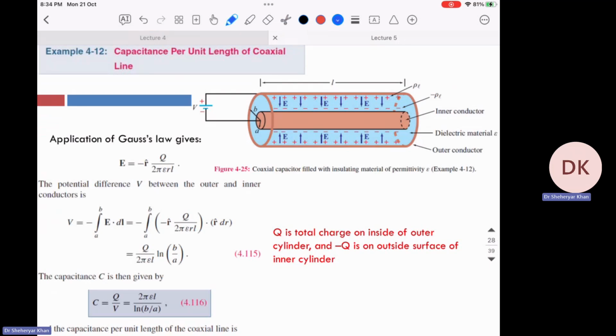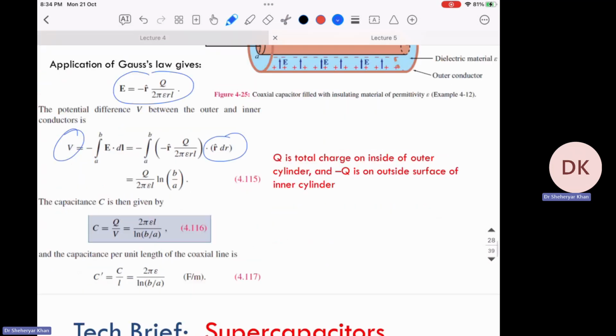We can use a similar Gauss's law approach. Now you see this is a cylindrical shape, therefore we have r dr here. We can use E from the main Gauss's law and V from the chapter to find that the capacitance of a coaxial line is this. So that means you need the inner and outer radii of the coaxial cable to find the capacitance. This is just an application, just for your reference.